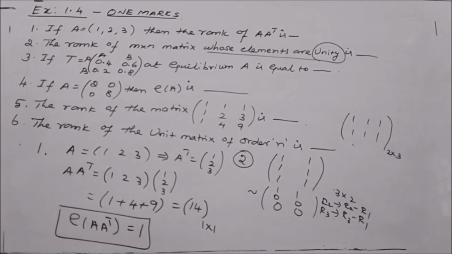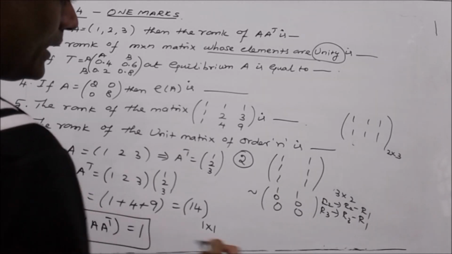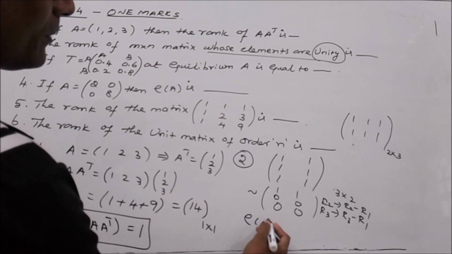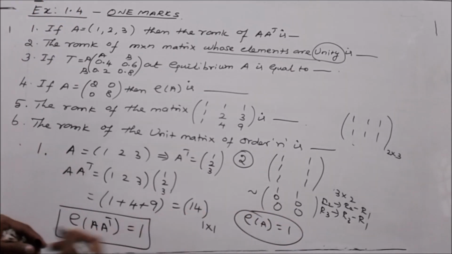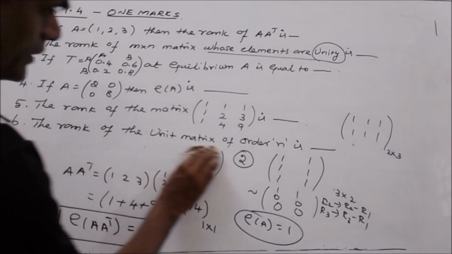The rank of an M cross N matrix whose elements are unity is 1. It may have m rows and n columns, you need not worry about it. All the entries are 1, so only one row will be left. So we can easily write the rank of A equals 1. Then, for the second one, the rank of that M cross N matrix is equal to 1. Third question.